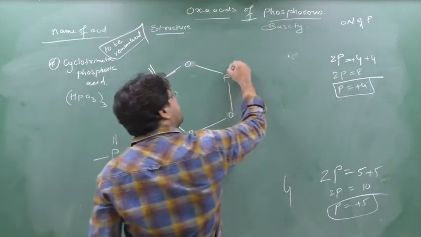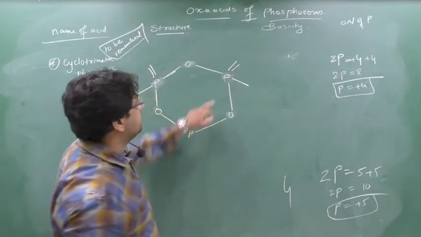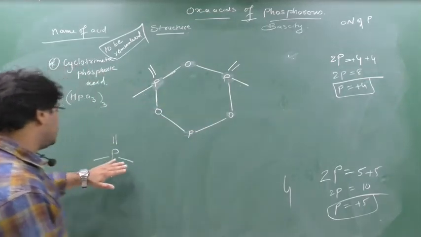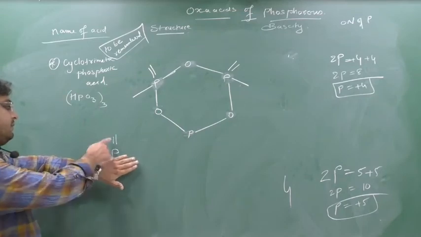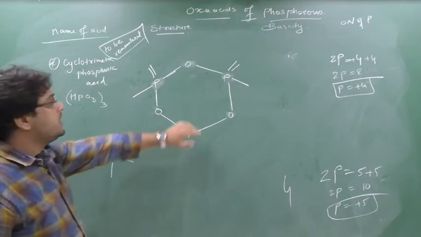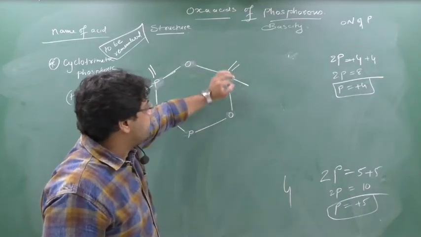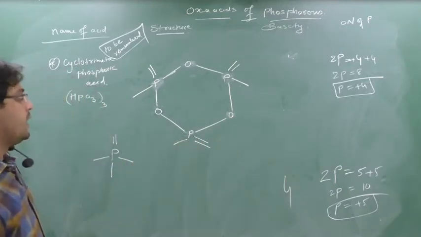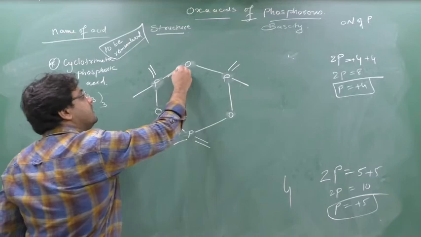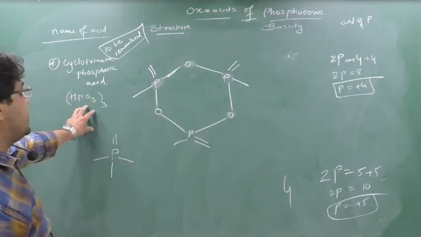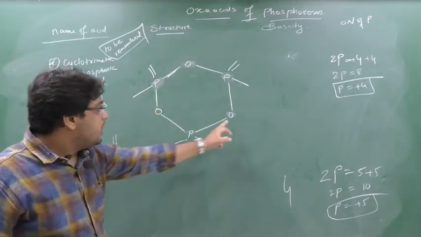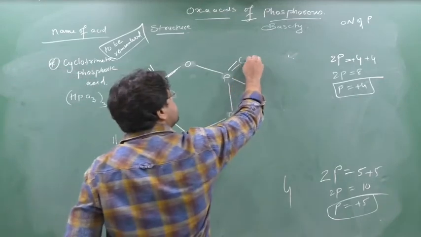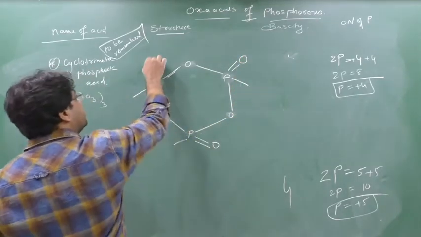So here phosphorus has made 1 double bond and 1 single bond. Similarly, a double bond and 1 single bond. Clear? Now, you know oxygens are how many? 9. So 3 is over. Always the double bond position is acquired by oxygen. So here 1 oxygen will come, here 1 will come, here 1 will come.